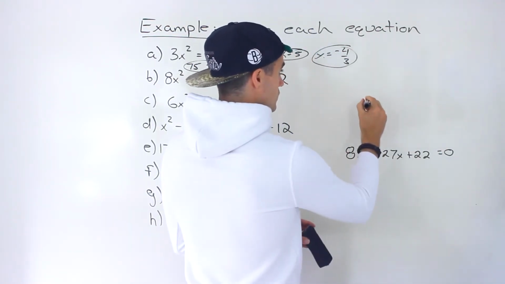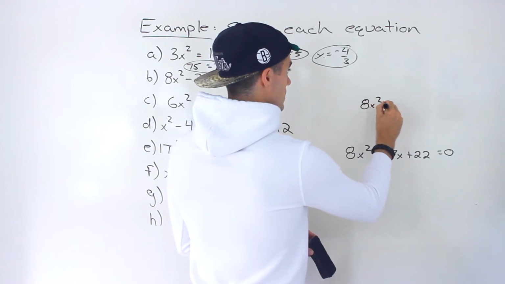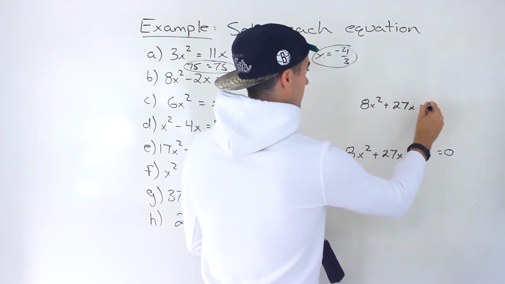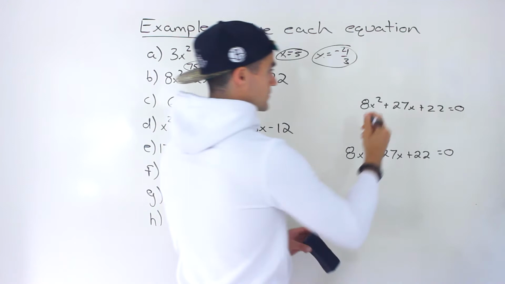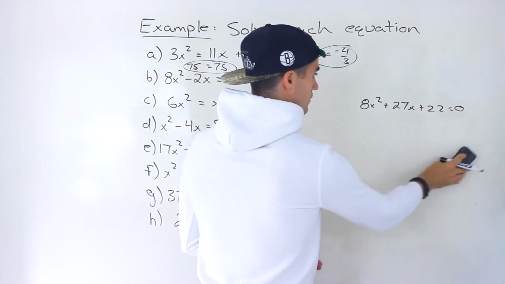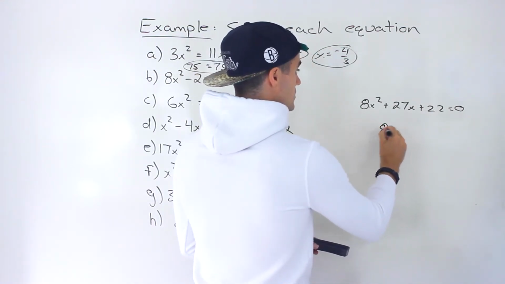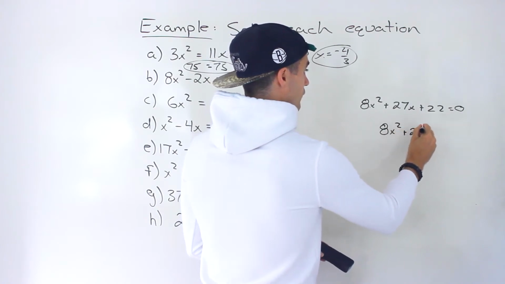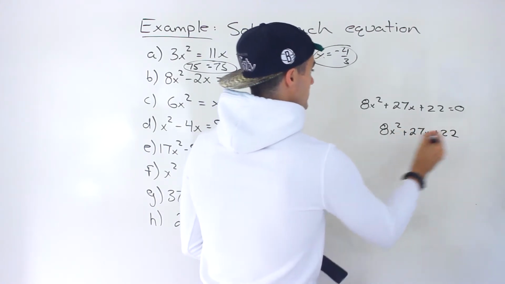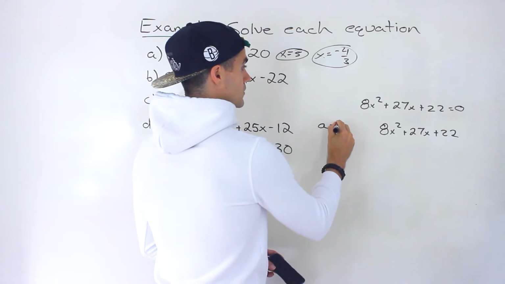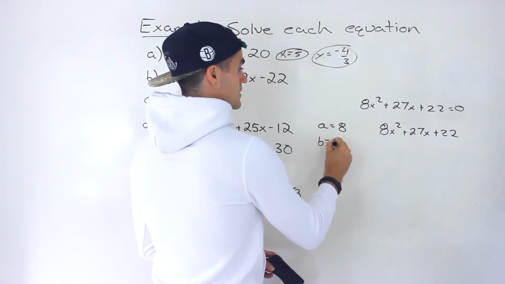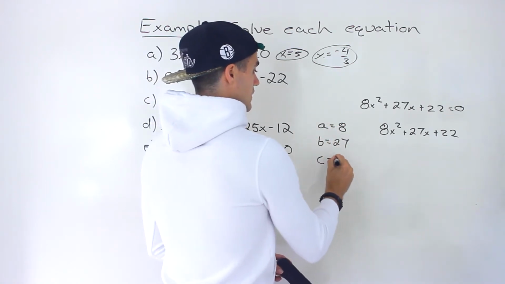Just to give myself some room here, let's write this up here. So notice we can't take out a greatest common factor from this quadratic. So let's see if it will factor with decomposition. So notice that the A value is 8, the B value is 27, and the C value is 22.